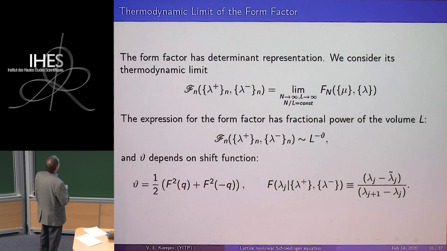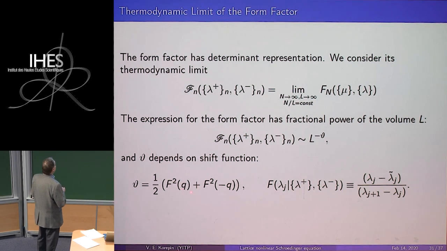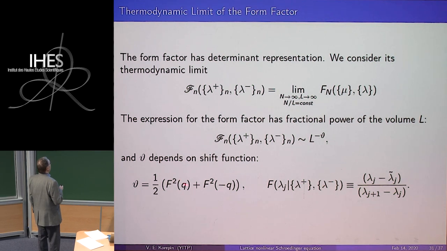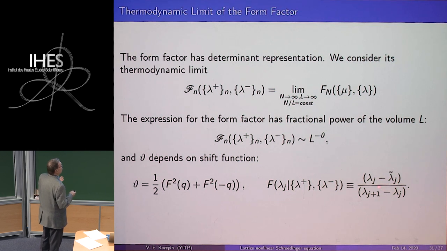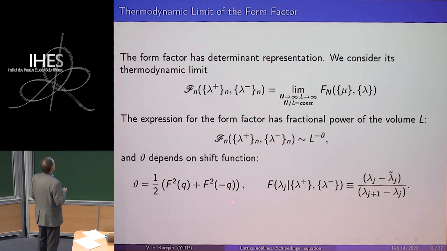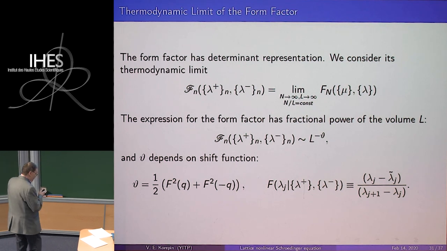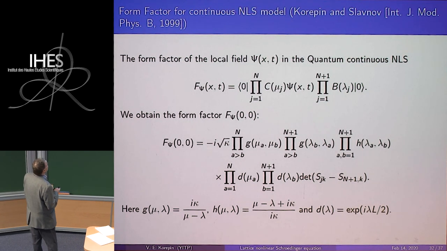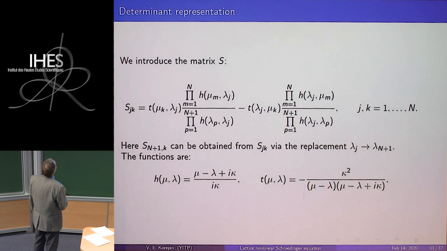So f is some solution of an integral equation. Actually, this f is a phase, the scattering phase of those two elementary excitations divided by 2 pi. This is the definition in terms of the lambdas. We call it the shift function, but it also coincides with the phase shift of two scattering matrices. So the form factors vanish in the continuous case. Other form factors were also analyzed. They also don't exist. This is the determinant representation, but maybe it's published somewhere. Maybe it's not interesting to people right now.